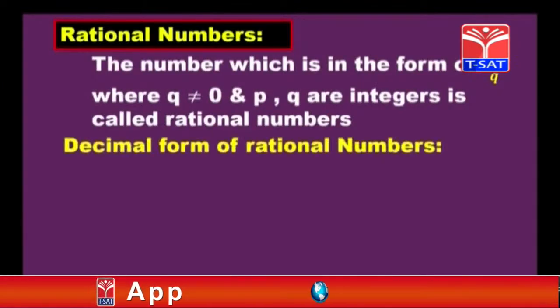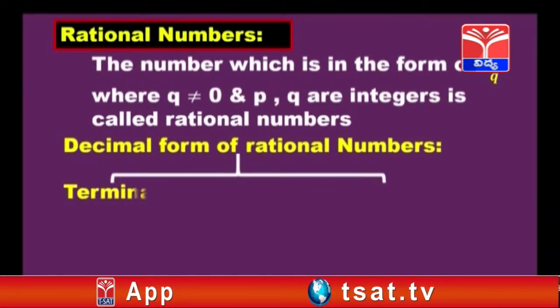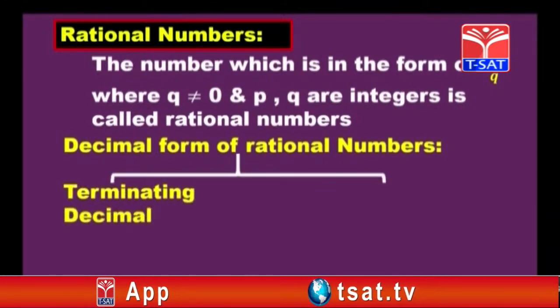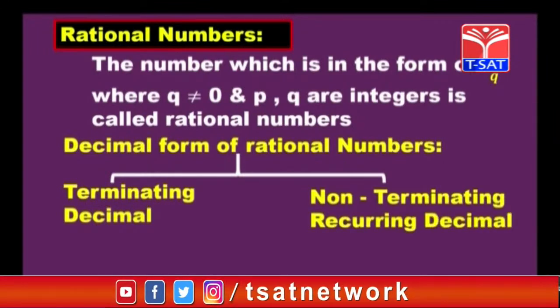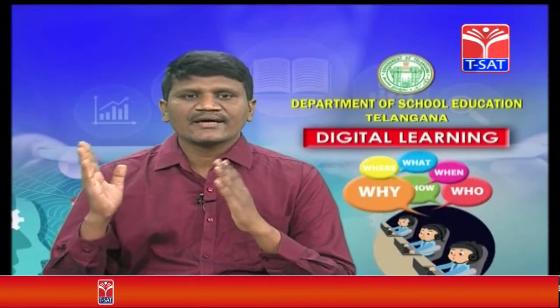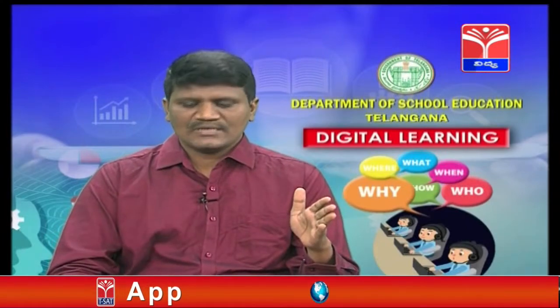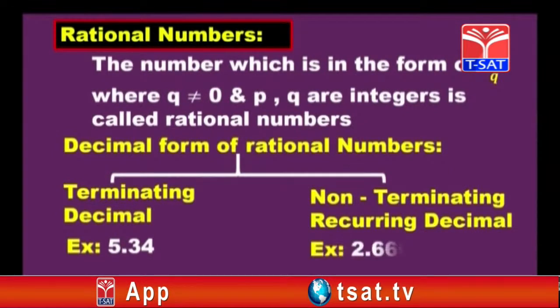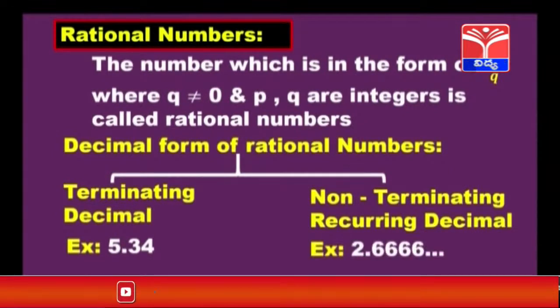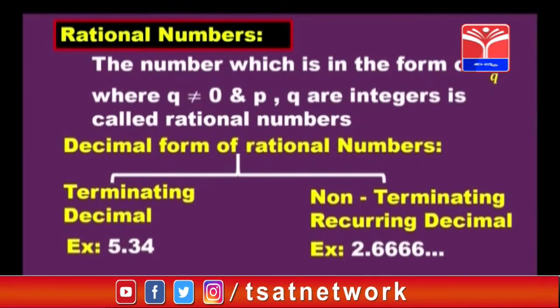The decimal form of rational numbers has two forms: one is a terminating decimal and the other is a non-terminating recurring decimal. For example, 5.34 is a terminating decimal, and 2.666 and so on is a non-terminating recurring decimal, which can also be written as 2.6 bar.